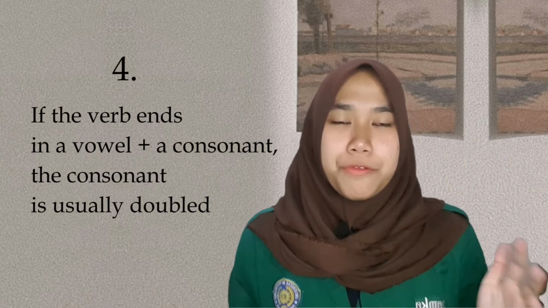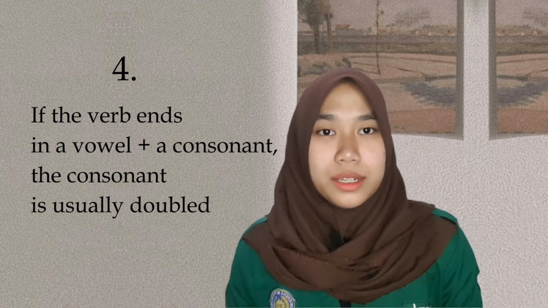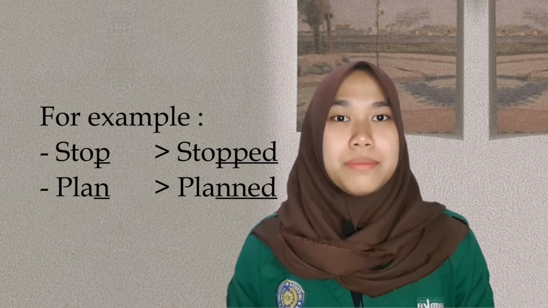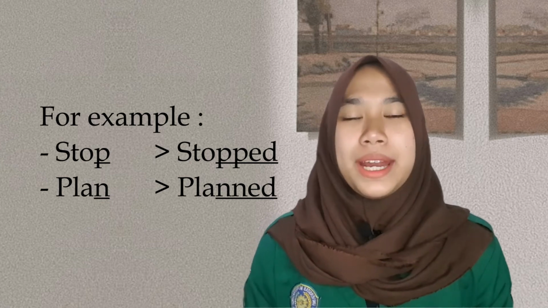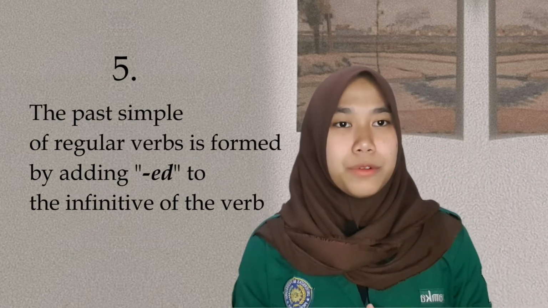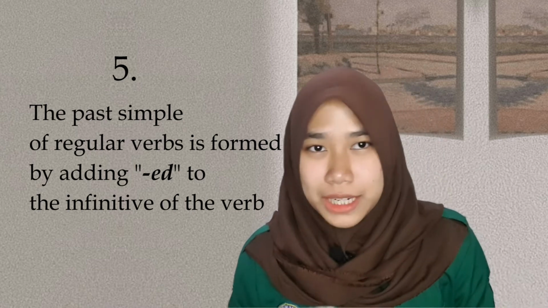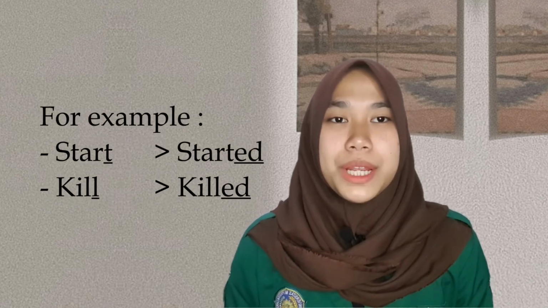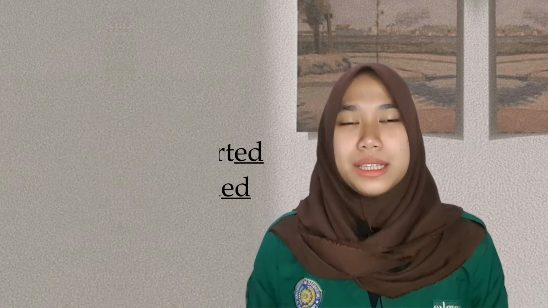Fourth, if the verb ends in a vowel plus a consonant, the consonant is usually doubled. For example, stop becomes stopped, plan becomes planned. Fifth, the past simple of regular verbs is formed by adding -ed to the infinitive of the verb. For example, start becomes started, kill becomes killed.